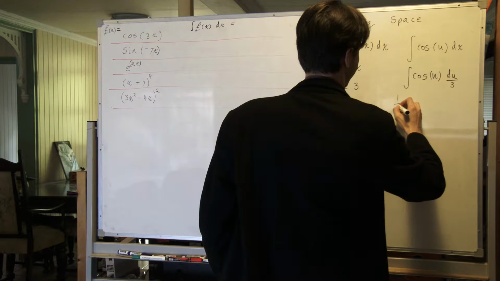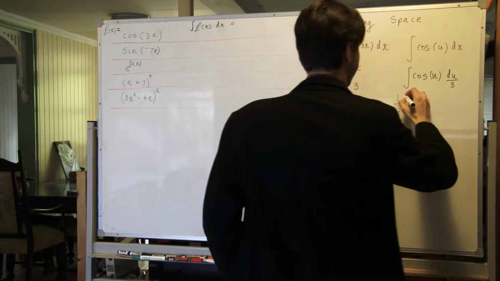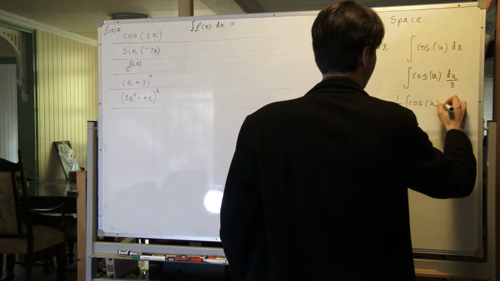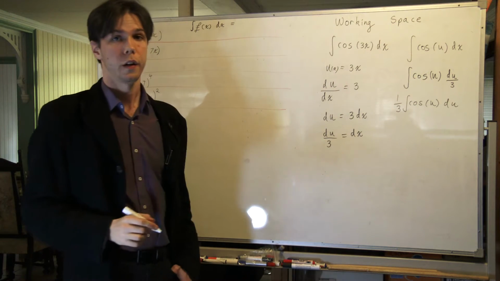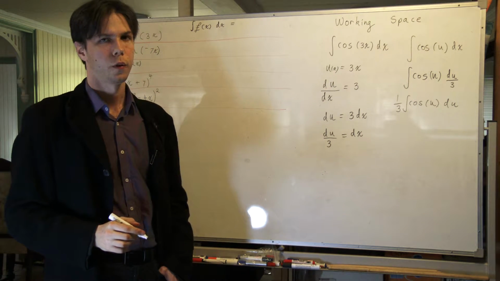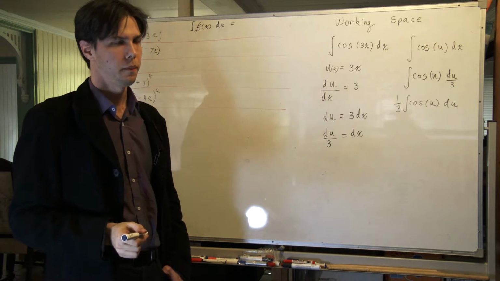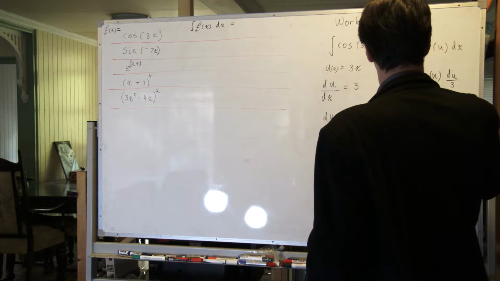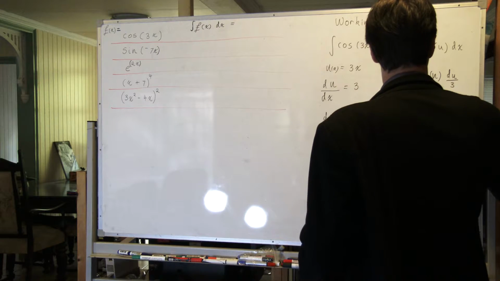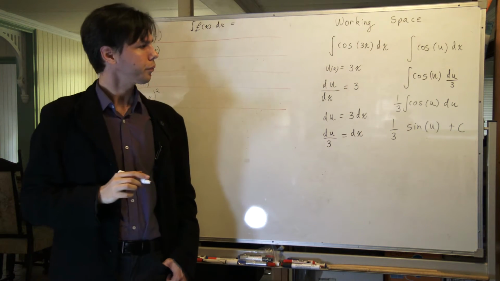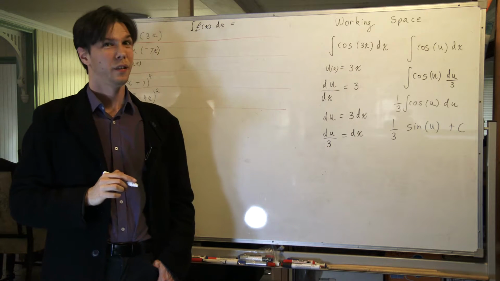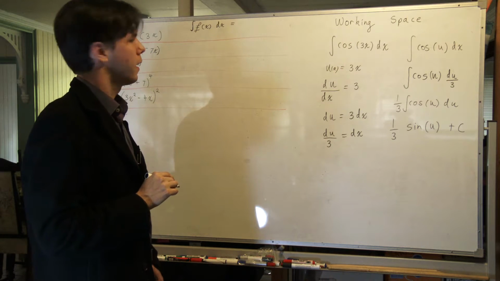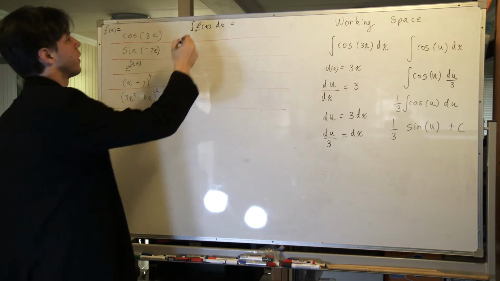So this is like 1/3 times the integral of cos of u with respect to u. The integral of cos is sine, so this becomes one-third of sine of u plus a constant, and we know that u is 3x. So here I can write my answer.